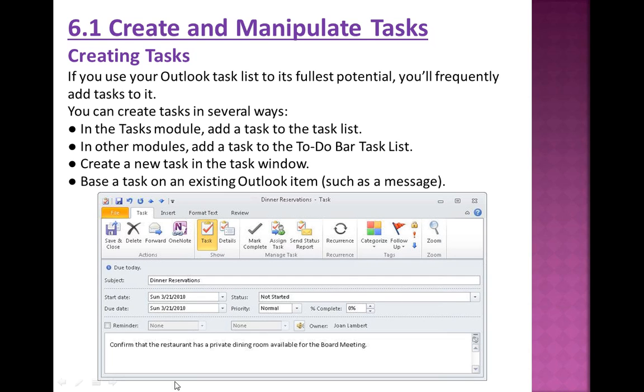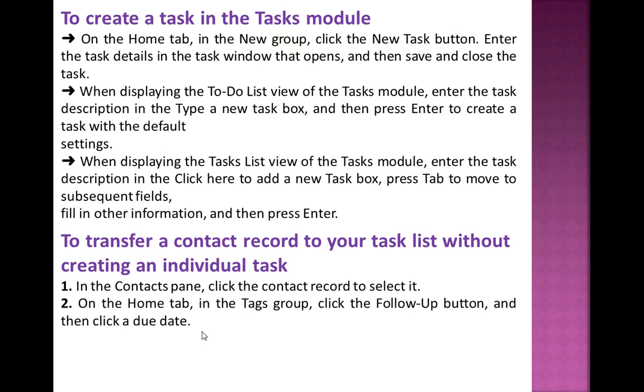Whenever it is started, this is the completeness, that is 0, 1, 2, 3, 4. This says confirm that the restaurant has a private dining room available for the board meeting. So this is how we can assign the task. I have assigned the task to my supervisee or my employees, asking them to please confirm or invite others for the board meeting in the restaurant, so that there is no noise or disturbance in the meeting. This is how we can create the task.